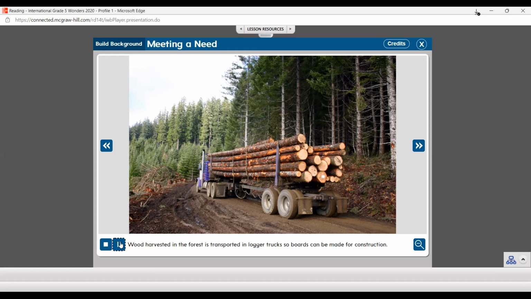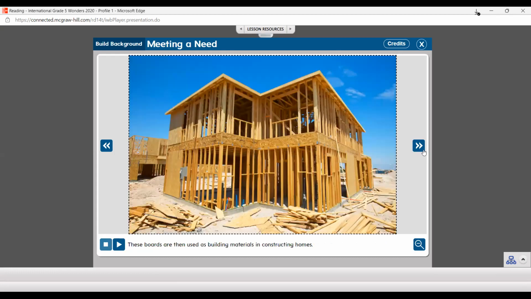Wood harvested in the forest is transported in logger trucks so boards can be made for construction. So we can use these logs to build and make constructions from them. Let's go to the second one. These boards are then used as building materials in constructing homes. So they made boards from the logs they already got, and they build homes.